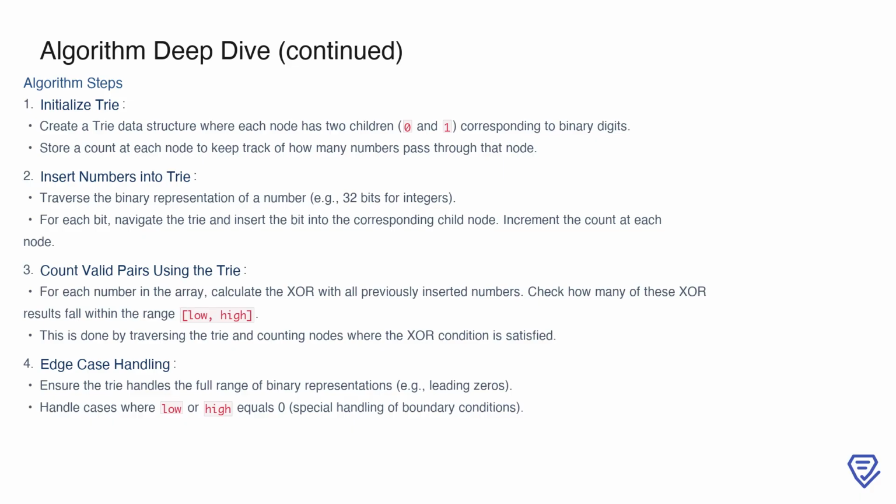Once the numbers are in the tree, we can count valid pairs. For each new number we process, we calculate its XOR with the numbers already in the tree and determine how many of these results fall within the given range. This is accomplished by traversing the tree and leveraging the stored counts to efficiently check the range condition. Finally, we handle edge cases, such as ensuring the tree accounts for the full range of binary representations, including leading zeros, and properly managing boundary conditions like when the range starts or ends at 0.